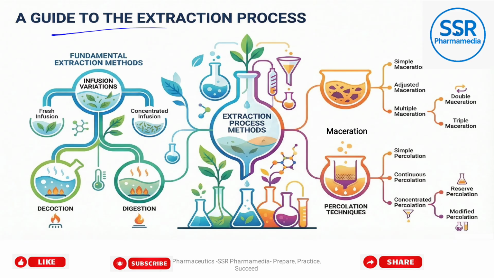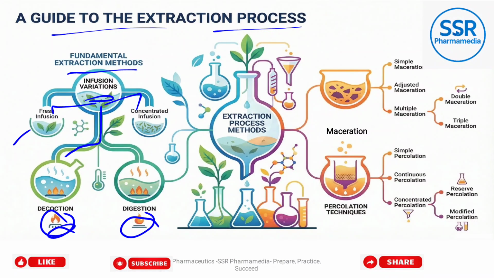Just a quick review, a guide to the extraction process. The fundamental extraction methods start with infusions. In infusions there are two types: fresh infusions and concentrated infusions. Next are decoctions. Decoctions are applied with heat, and digestions also apply heat, as do macerations. For infusion, do not apply heat; simply boiled water or cool water is added. But in decoctions we boil, and digestion applies heat along with the maceration process.